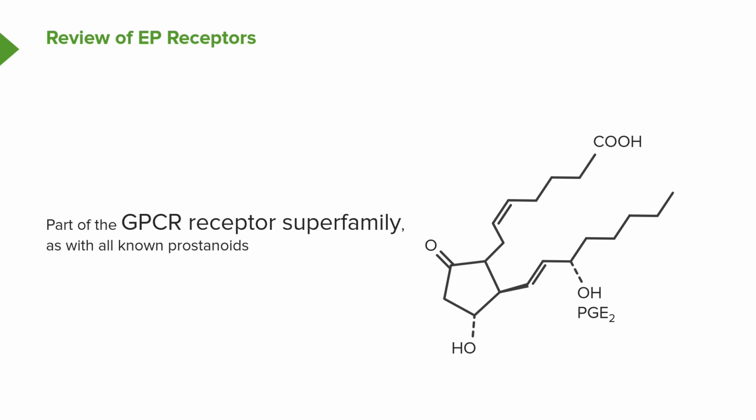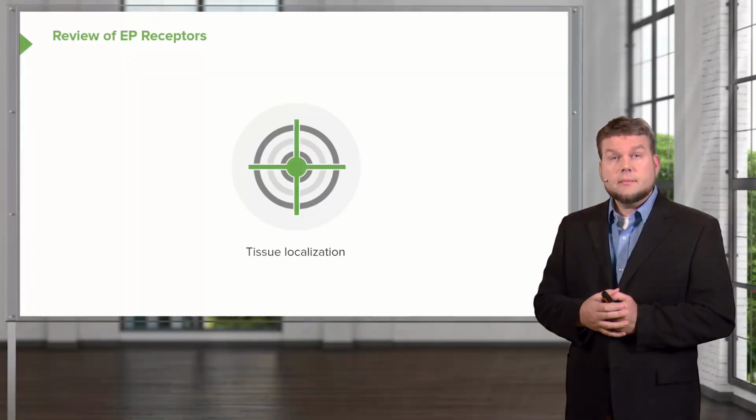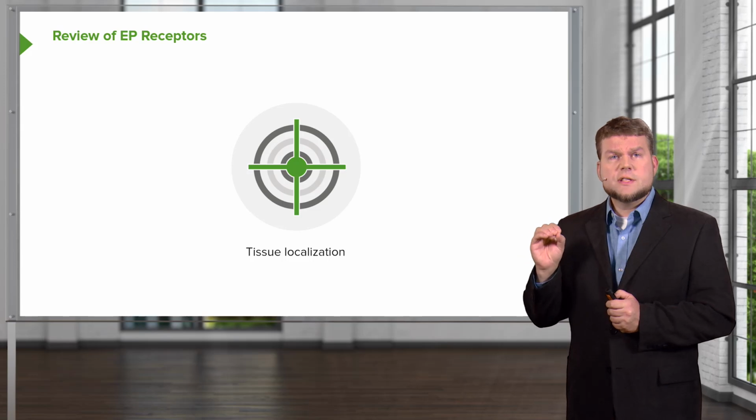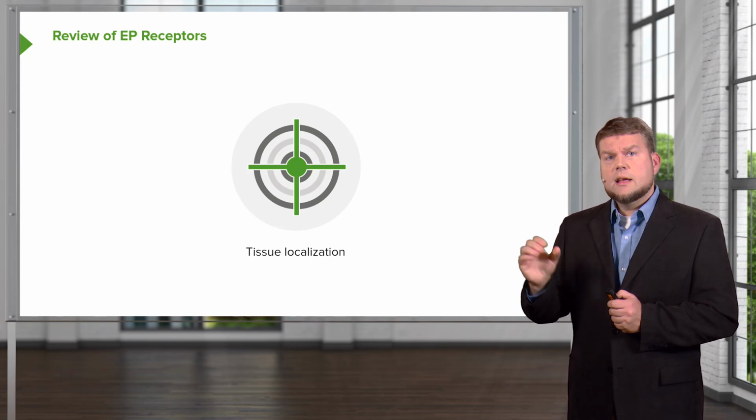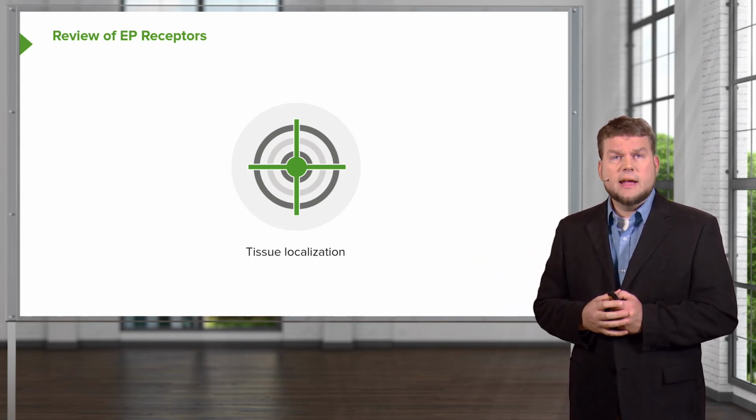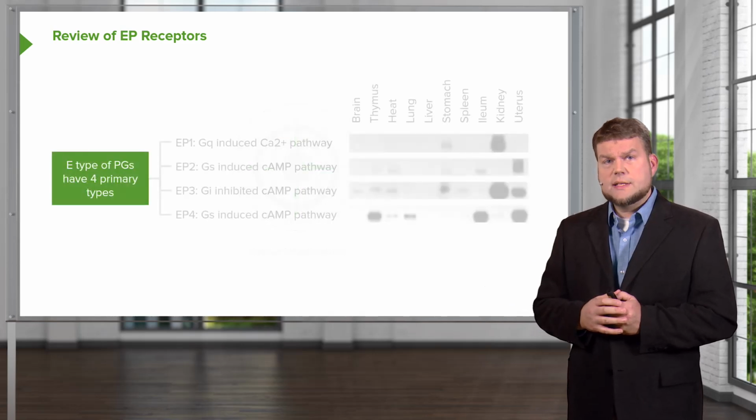This will bind to an EP3 receptor, which is part of a G-protein-coupled receptor superfamily, and these are all the different kinds of signaling molecules of the prostaglandin family. You will target a very specific EP receptor, and that's EP3. And let me show you, there are some EP3 receptors throughout the body, and then we'll concentrate on the brain itself.